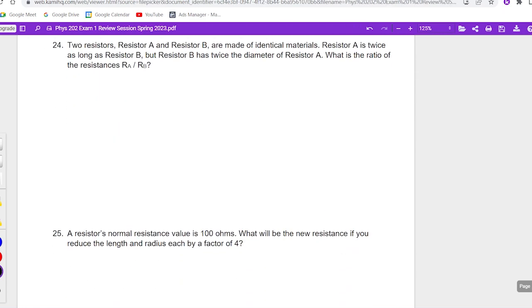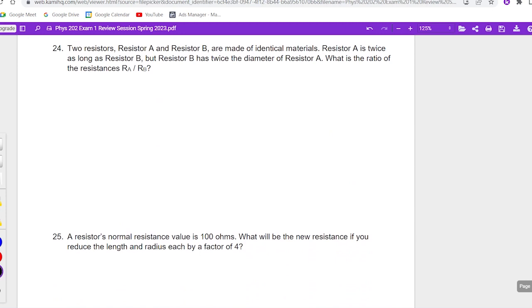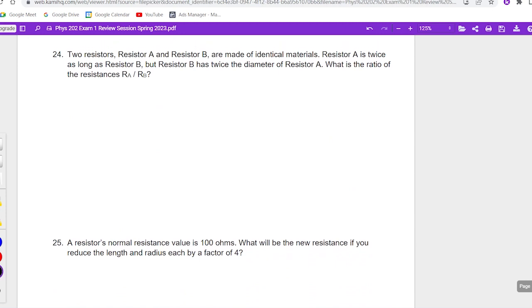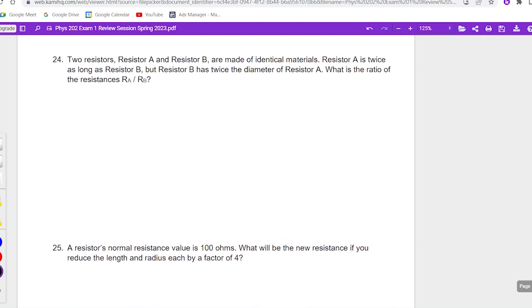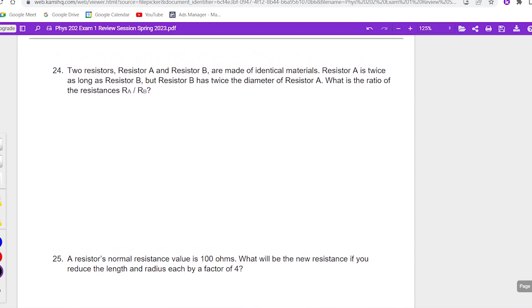Number 24, this is a comparison problem. Two resistors, resistor A and resistor B, are made of identical materials. Resistor A is twice as long as resistor B, but resistor B is twice the diameter of resistor A. What is the ratio of the resistances RA over RB?